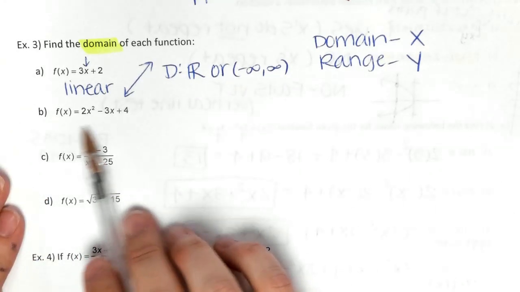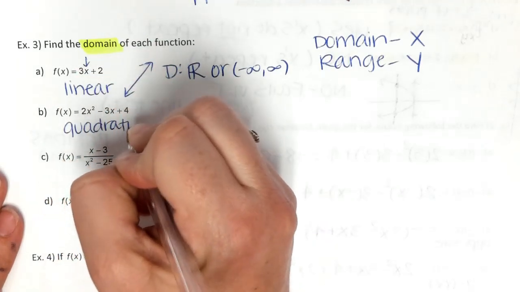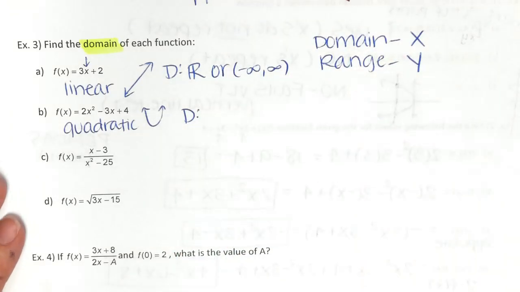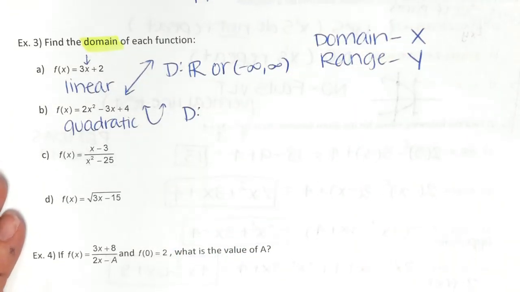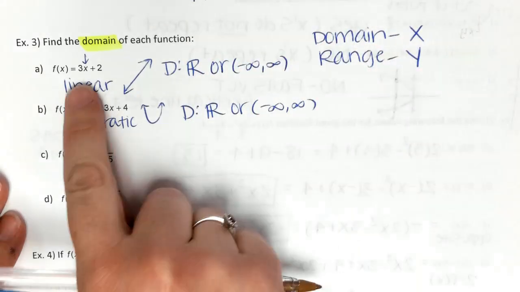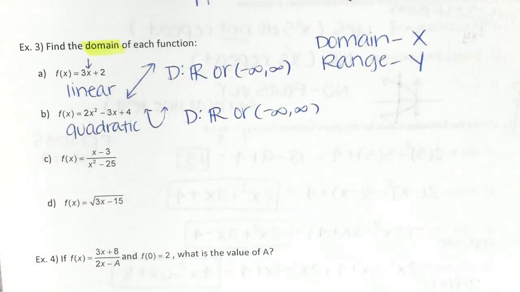What kind of function is this? It's a quadratic. Quadratic functions look like parabolas. What's the domain for any parabola that is opening up or down? Also all reals or negative infinity to infinity. Both of these functions are called polynomials. And polynomial functions are defined for all x values, so that means that their domain is all reals or negative infinity to infinity. That would also apply to cubic and quartic and quintic and sextic and septic and octic and nonic and decic and all powers of x, okay?